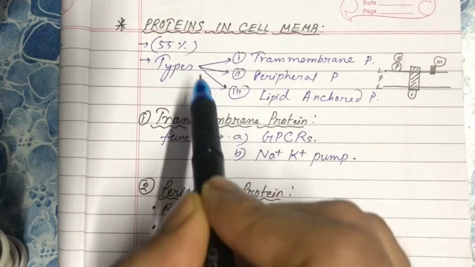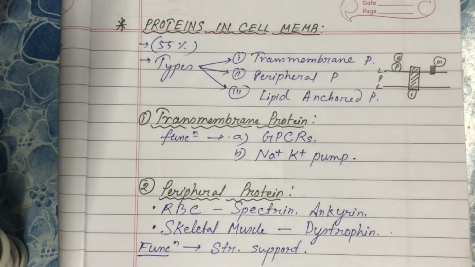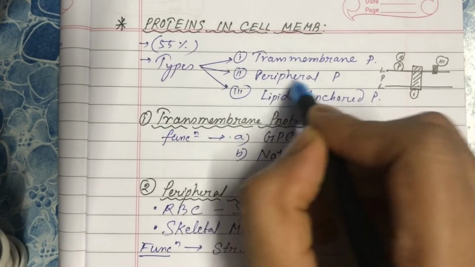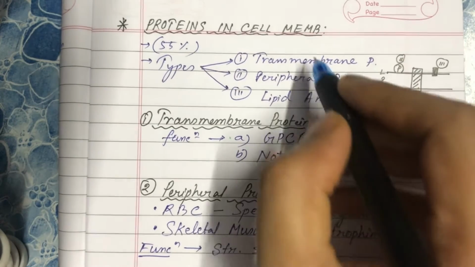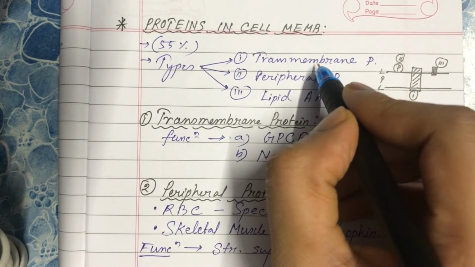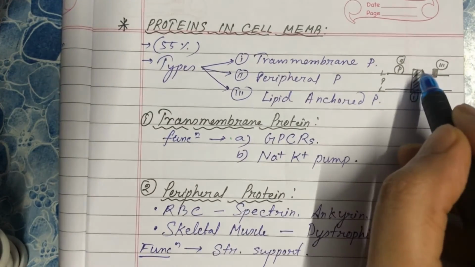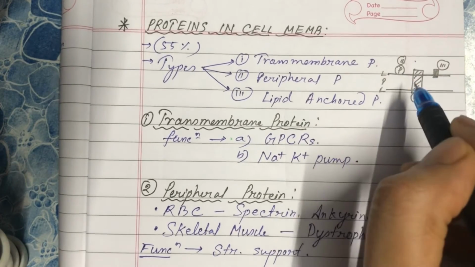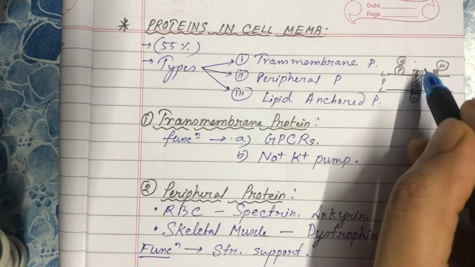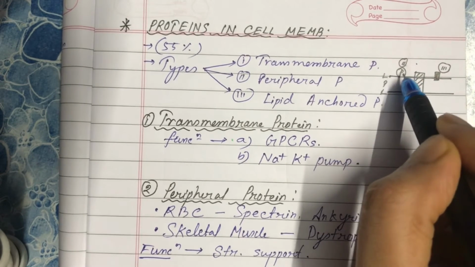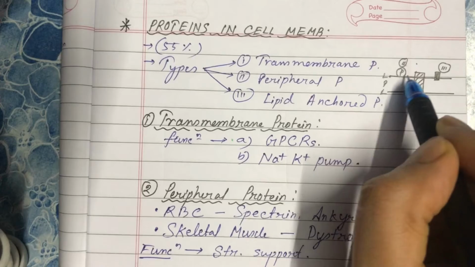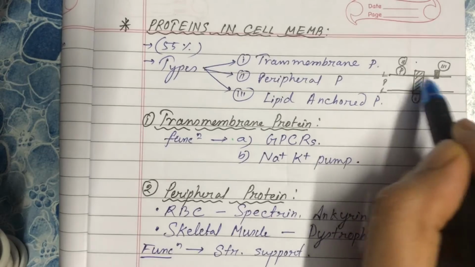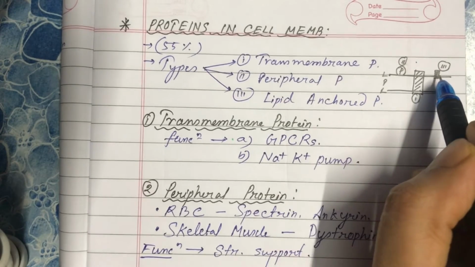Now let's see the proteins in the cell membrane. There is 55% protein, so the maximum is protein. There are three types of proteins: transmembrane protein, peripheral protein, and lipid anchored protein. Transmembrane, as the name suggests, helps the transfer of ions from the inner cell to the outer cell. These are the transmembrane proteins, and this is the periphery of the cell membrane, so this is a peripheral protein. And these proteins are stuck into the lipid, so this is a lipid anchored protein.